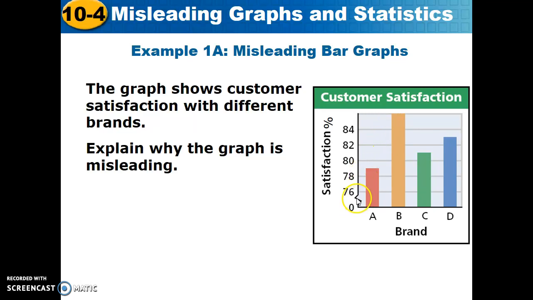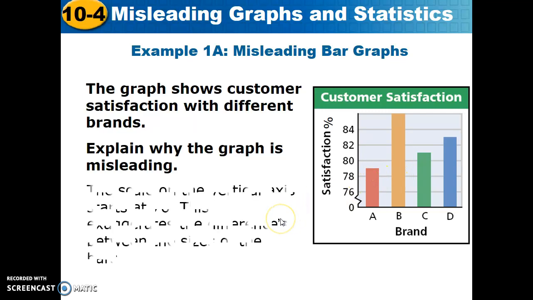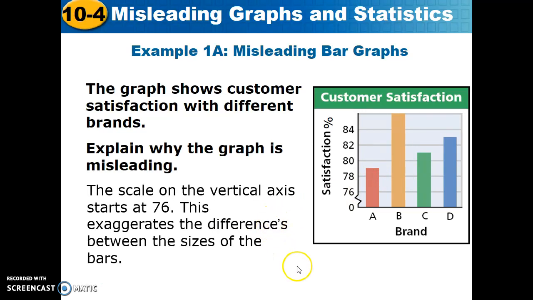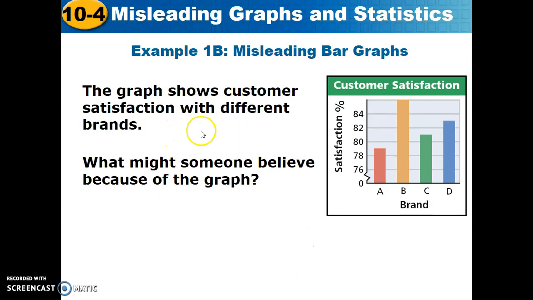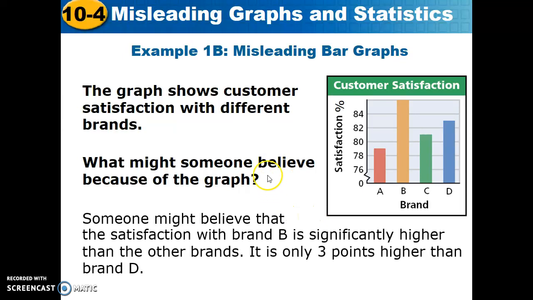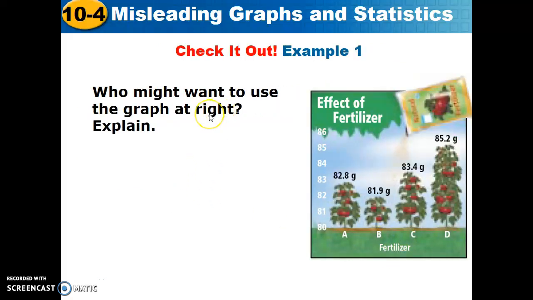We're also starting at 76, which makes a distortion between the bars. The scale on the vertical axis is exaggerating the difference between the sizes of the bars. This graph shows customer satisfaction with different brands. What might someone believe because of the graph? They might believe that the satisfaction with brand B is significantly higher than the other brands. But in fact, it's only 3 points higher than brand D.